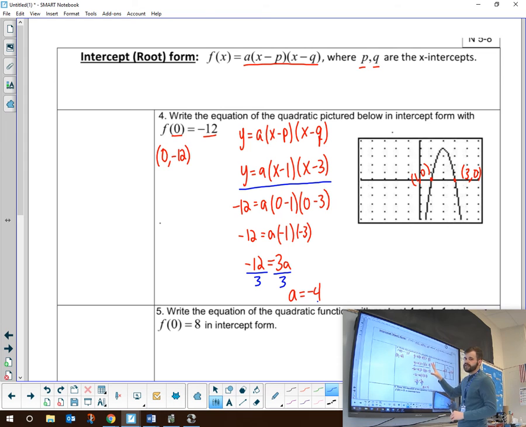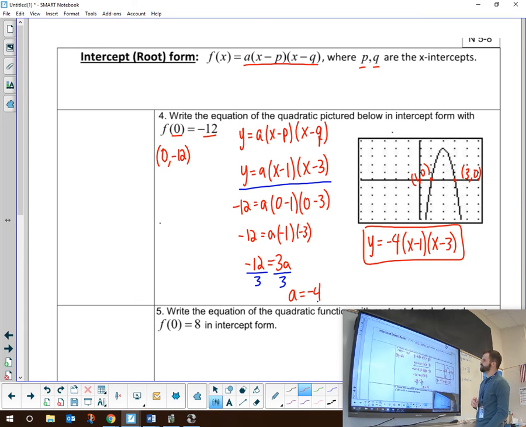We plugged my roots in, I plugged in my point, solved for what a is, and then we just plug a and my roots back in. So here's my original equation. We're going to go y equals negative 4 times x minus 1 times x minus 3. And there you go. There's the equation for this graph in root form. All right? Now, this is very good for us because we can just look at a graph, we can look at some points, and we can get an equation for it. Right? Our equations were like our roots, and then we have like our y-intercept, 0, negative 12.